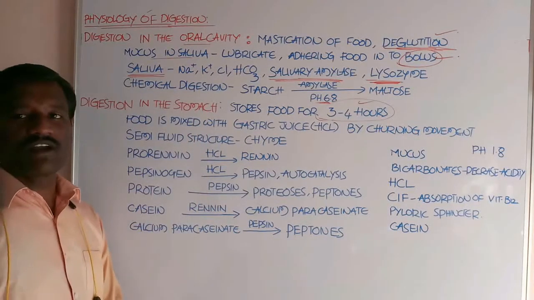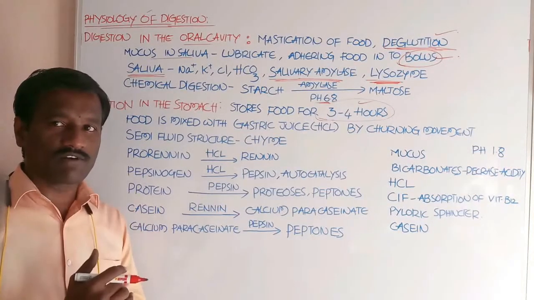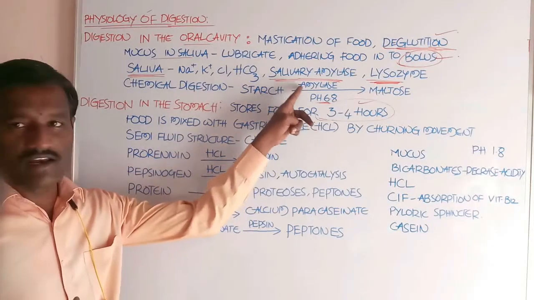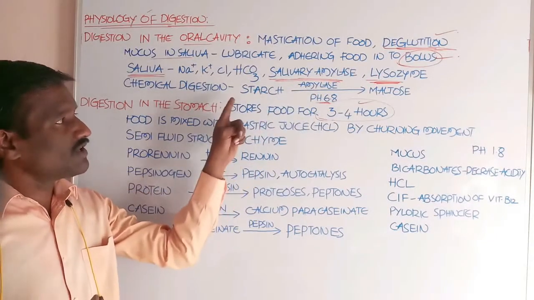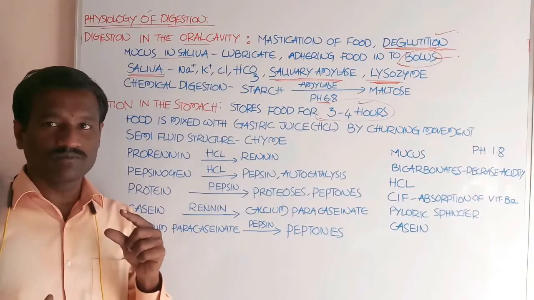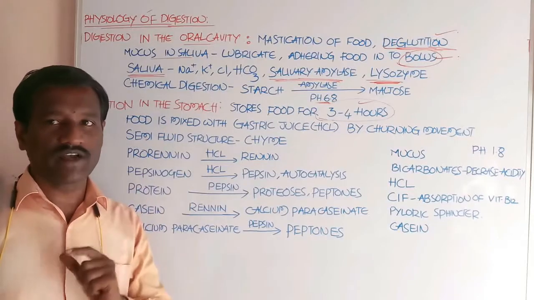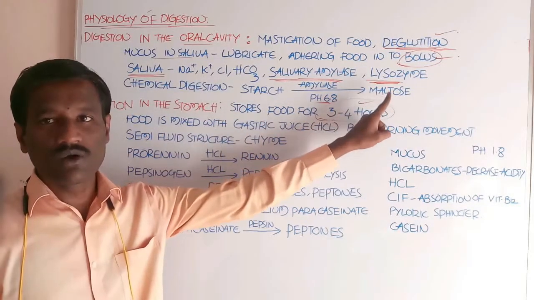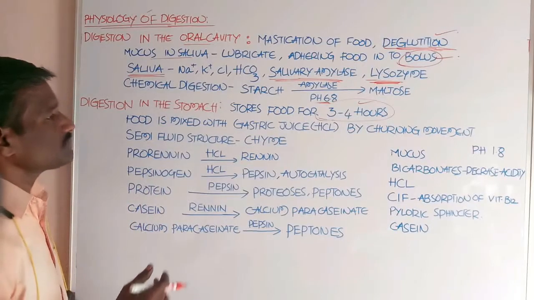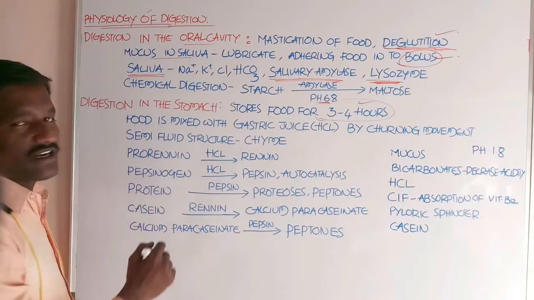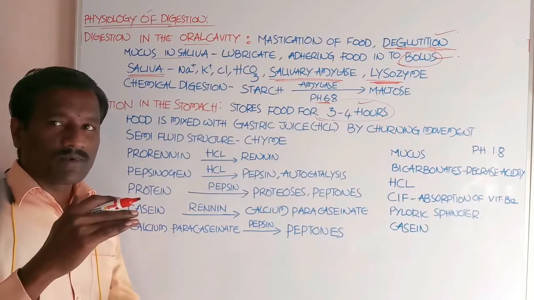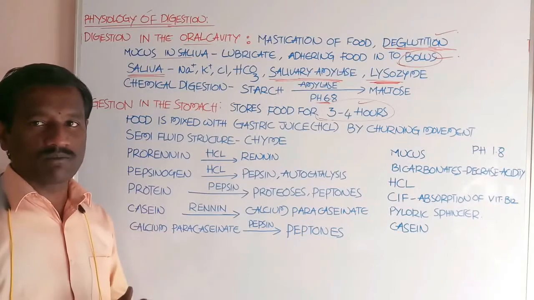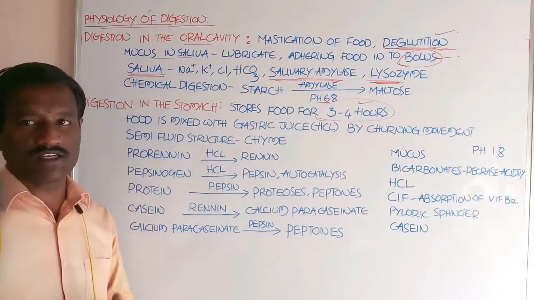Now, chemical digestion starts in the oral cavity with the help of the salivary amylase, also called ptyalin. By the help of the ptyalin, only 30% of the starch present in the food, not entirely carbohydrates, goes to digestion and converts into maltose. Maltose is a disaccharide. Chemical digestion means the process of digestion by the enzymatic process, by the enzymes.